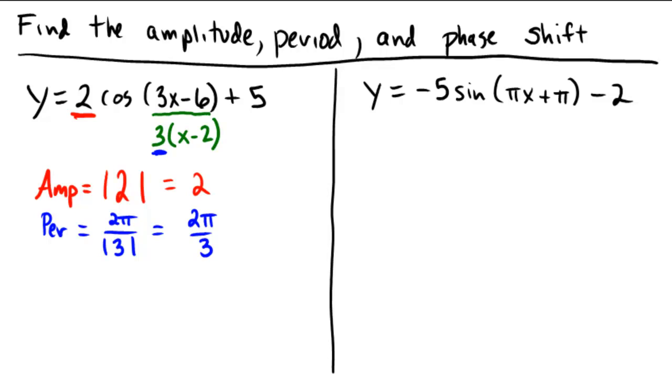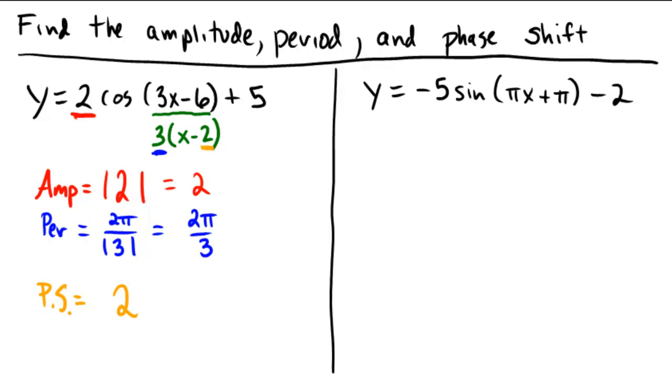Finally, the phase shift. The phase shift is the number that is being subtracted from the x for the horizontal shift. Phase is horizontal shift. So here we're looking at that number and saying, well, our phase shift must be a shift right 2, because it's x minus 2. So our phase shift is 2 units to the right. So the amplitude, period, and phase shift here are 2, 2 pi over 3, and 2.